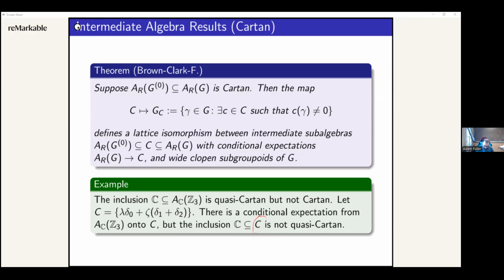So quasi-Cartan in some ways is an algebraic analog of Cartan. When it comes to these intermediate results, you do need the Cartan.